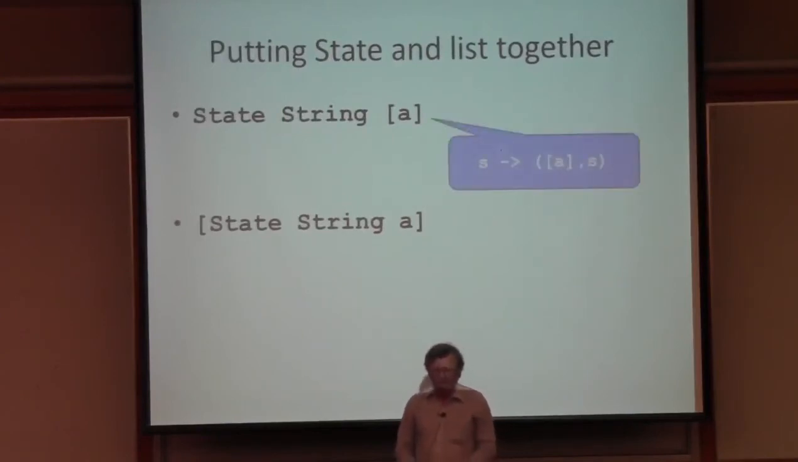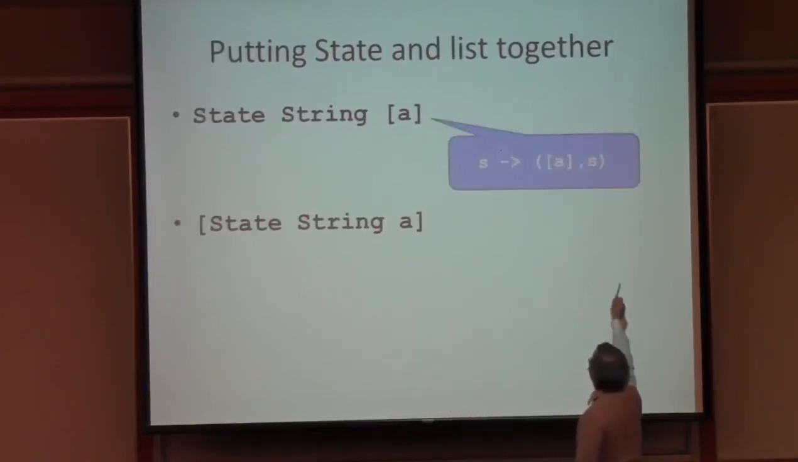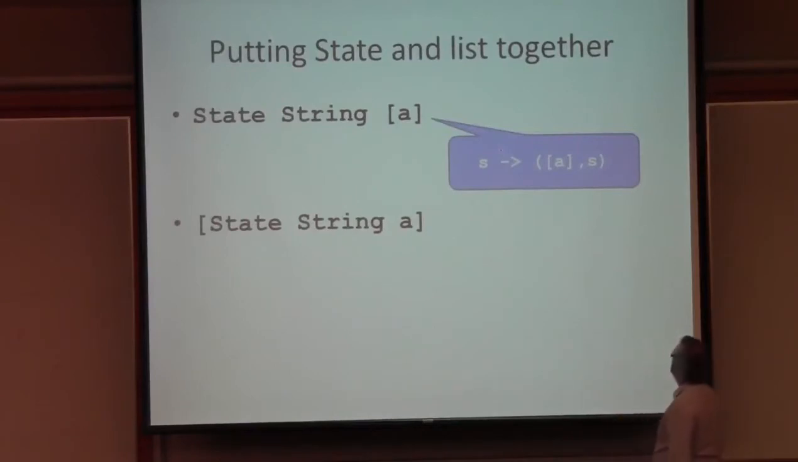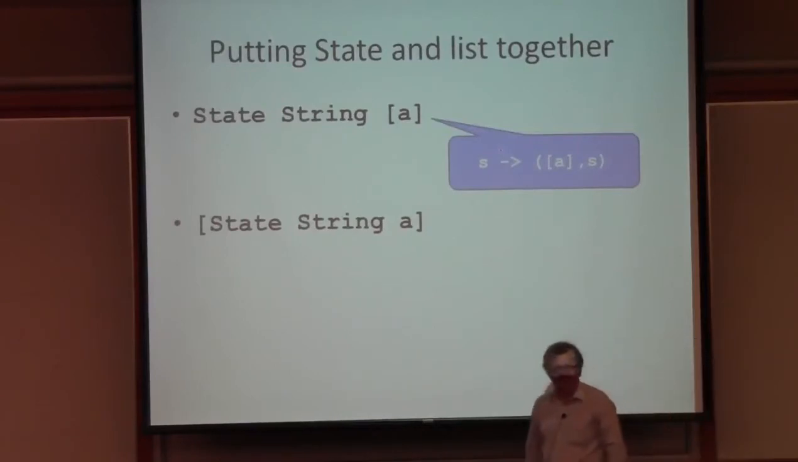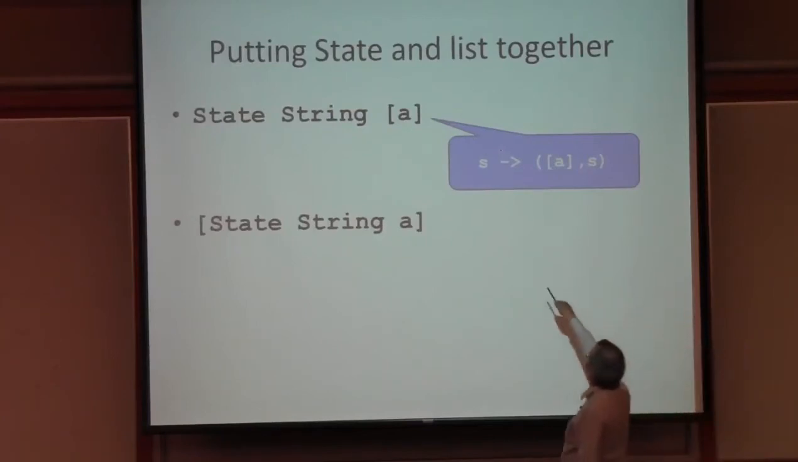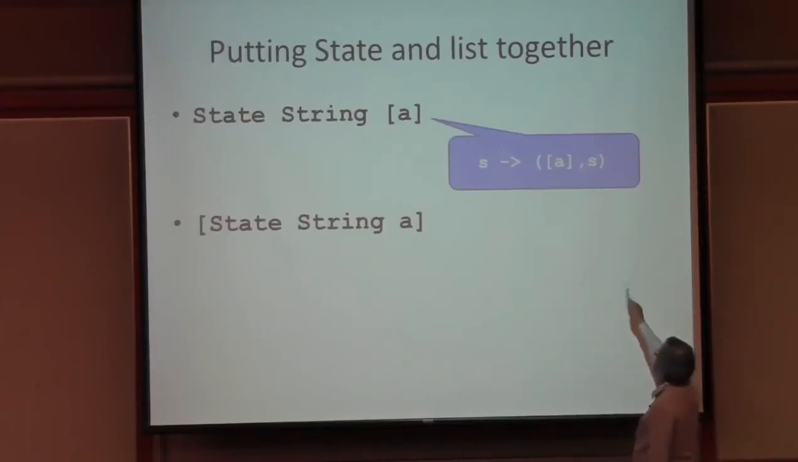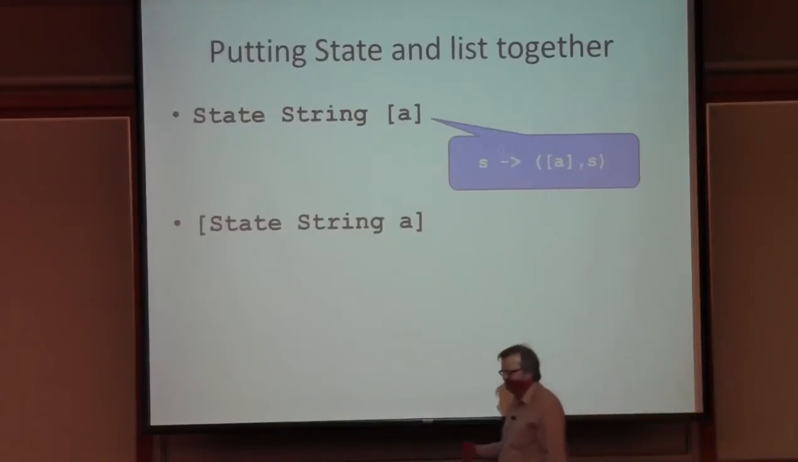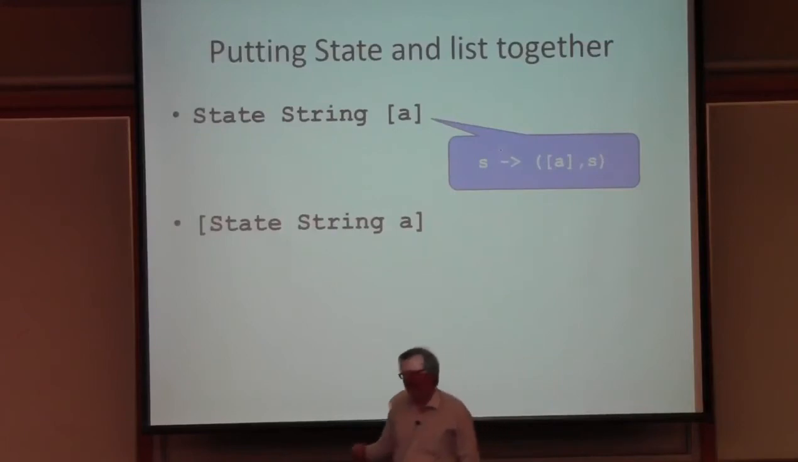So if we look at the first one, that actually means this type in the blue bubble, where I've just written S instead of string, but you can translate that in your heads, I'm sure. Okay, so what is an element of that type? Well, it's essentially a function from a string to a pair of a list of A's and another string. Now, the reason that we're using a list here in parsing is we expect that we might be parsing an ambiguous grammar. So there may be more than one possible parse of the same input.